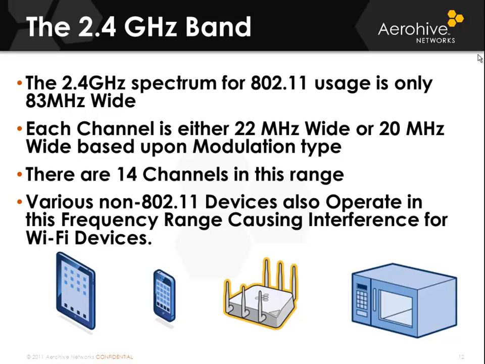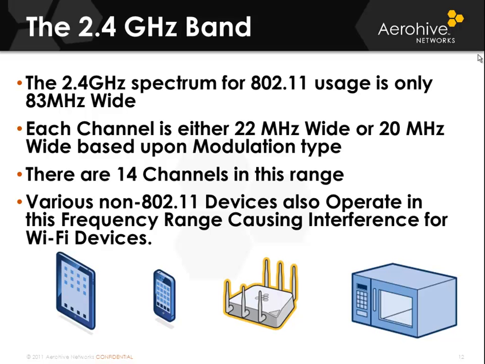Various non-802.11 devices also work in this frequency range as well as in 5 gigahertz, but the majority of devices causing problems for 802.11 that are non-802.11 devices are found in 2.4. Such devices include microwave ovens, baby monitors, X10 cameras, Bluetooth, and walkie-talkies. Very common devices to find around an office space. So there's a lot of noise there.